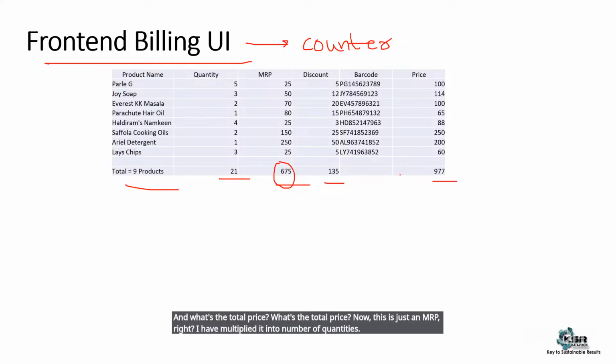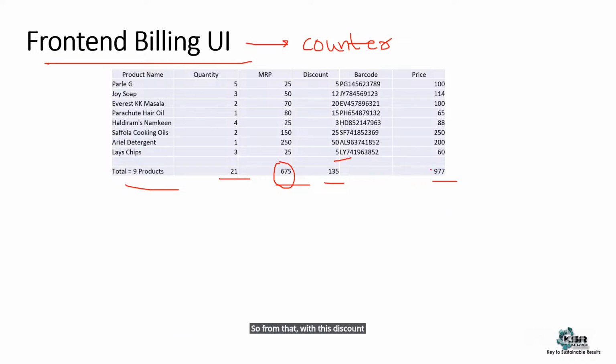So from that, with this discount, this is the total amount. End of the day, all this information is stored in rows and columns, right? The information which is stored in the database using that billing system, it would take a print of it, and that same print can be utilized for our reference.